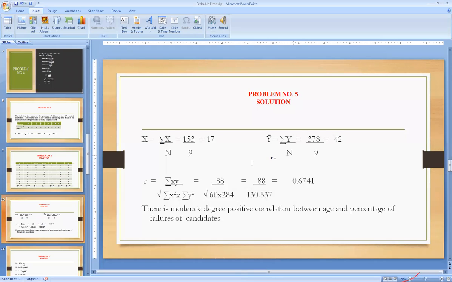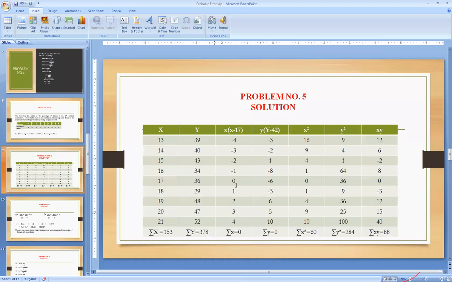In the same manner, the y value, that is the y mean, has to be calculated. So sigma y is 378 divided by the number of items, which is 9. The value of the y mean is 42. Now with the help of those two numbers, we need to go for deviation. Deviation means the actual variables should be deducted with what?